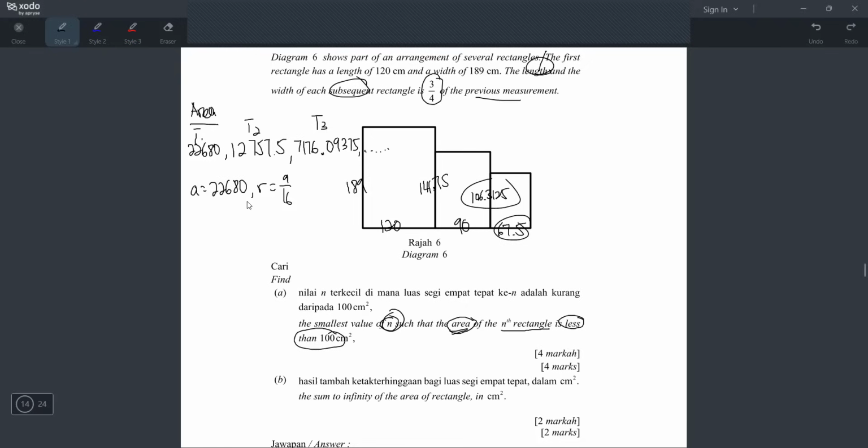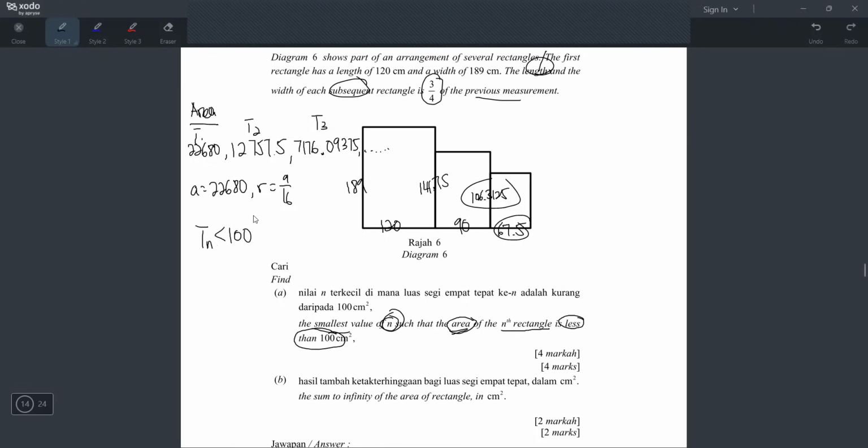Okay, after you write down the A and R, only now you start to focus on the question. They want you to find the smallest value of n. It means they want to find n where the area of the nth rectangle is less than 100. So this is the first rectangle area, second rectangle area, third rectangle area, but I don't know which rectangle area will be less than 100. So the Tn will be less than 100, because I don't know. So I want to find the n, right?